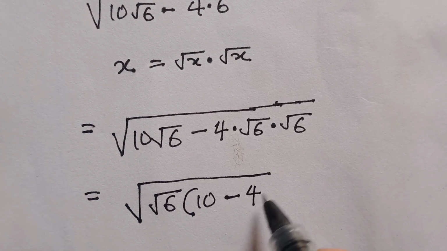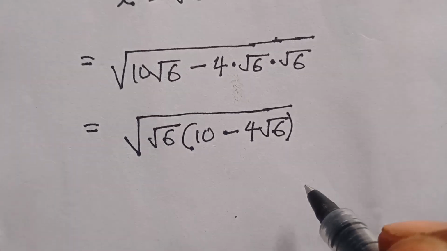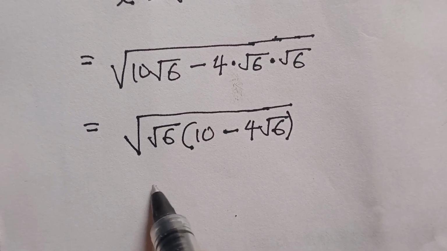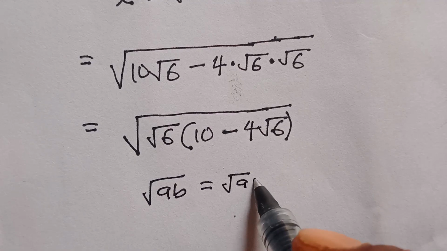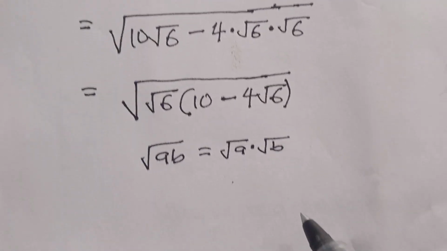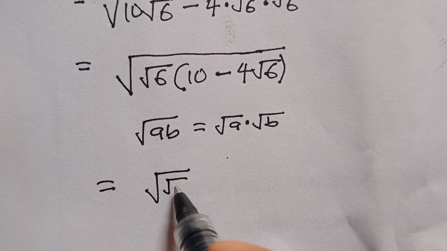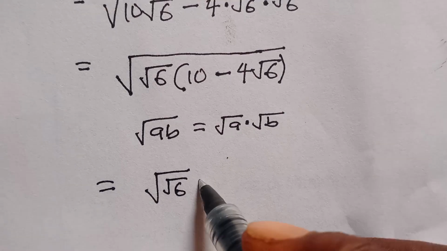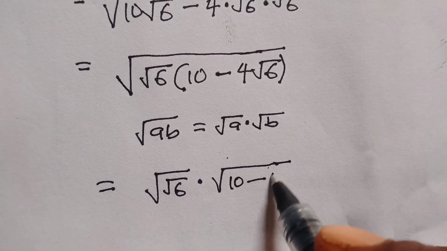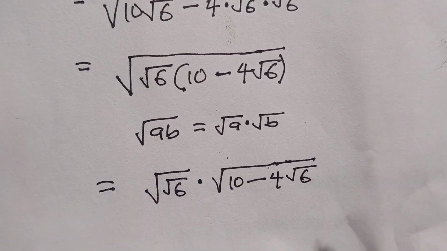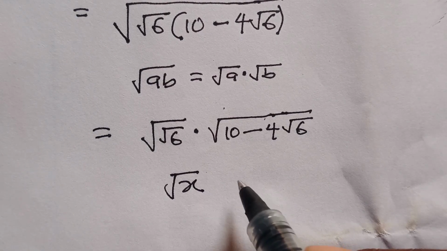So moving forward, we have square root of 6 factored out. That is, if we factorize square root of 6, we now have square root of 6 into bracket 10 minus 4 square root of 6. Don't forget, if you have square root of AB, it can simply be written as square root of A multiplied by square root of B. Therefore, if we apply that to our previous expression, we'll now have square root of 6 multiplied by square root of 10 minus 4 square root of 6. Once you understand it up to this stage, you can just move on.